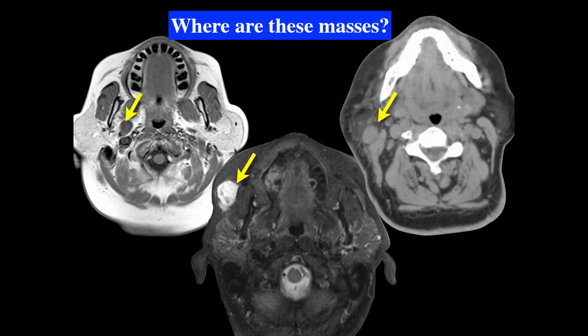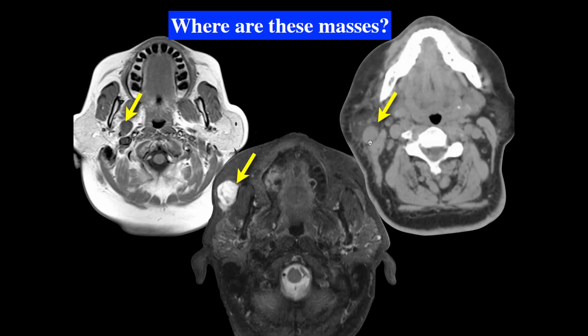Okay, so where are these masses? And this just shows where the parotid gland extends to. So you can get parotid anterior to the masseter. You can get parotid, the deep lobe, extending into the parapharyngeal space. So in this location, it's still a parotid tumor. This is a schwannoma. And then you can get parotid masses actually in the parotid.